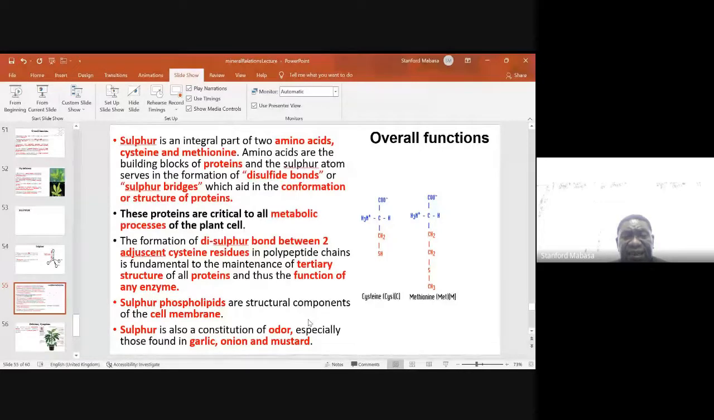Another interesting information is that sulfur could be part of the cell membrane. If you have eaten garlic or onion, there's a typical odor which is caused by sulfur. Anyway, when you have eaten garlic, you know what it means, or onion. Sulfur gives a characteristic odor.